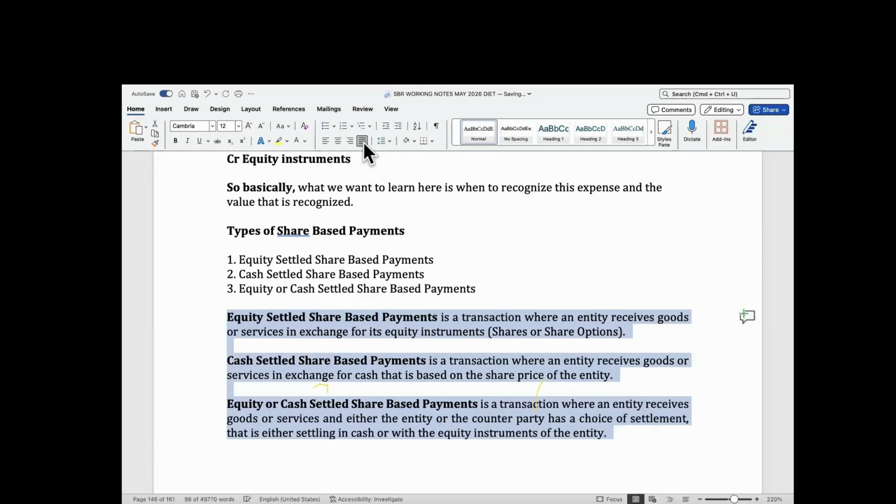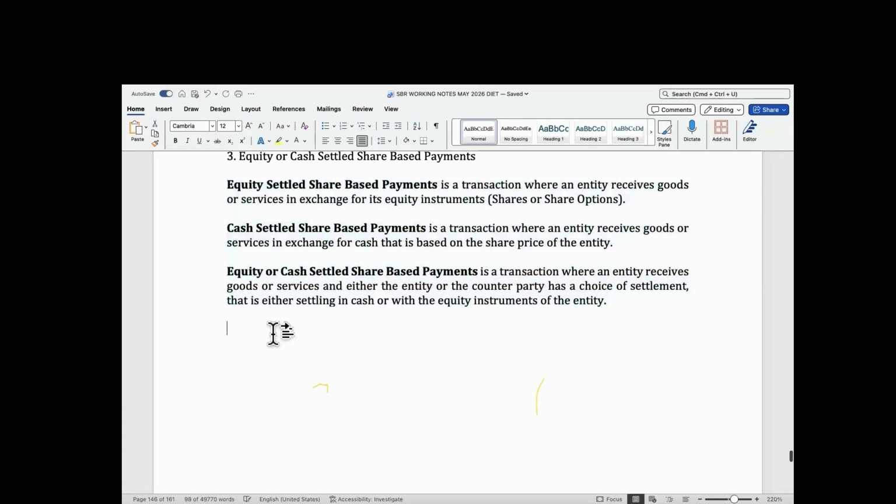So either of them can decide how they want to settle. We don't know what their decision will be, but it's open to them. They are free to decide how the transaction should be settled. So majorly, these are the three types of share-based payments that we're going to be looking at. Now, we just need to pick each of them and learn how to account for them. Believe me, it is very straightforward. And just hope that it comes out in your exam, and it comes out often.